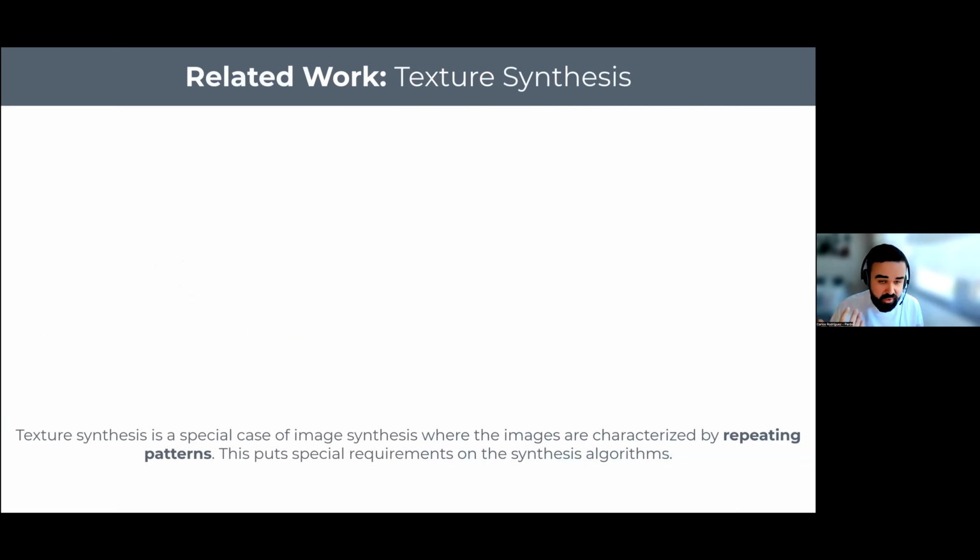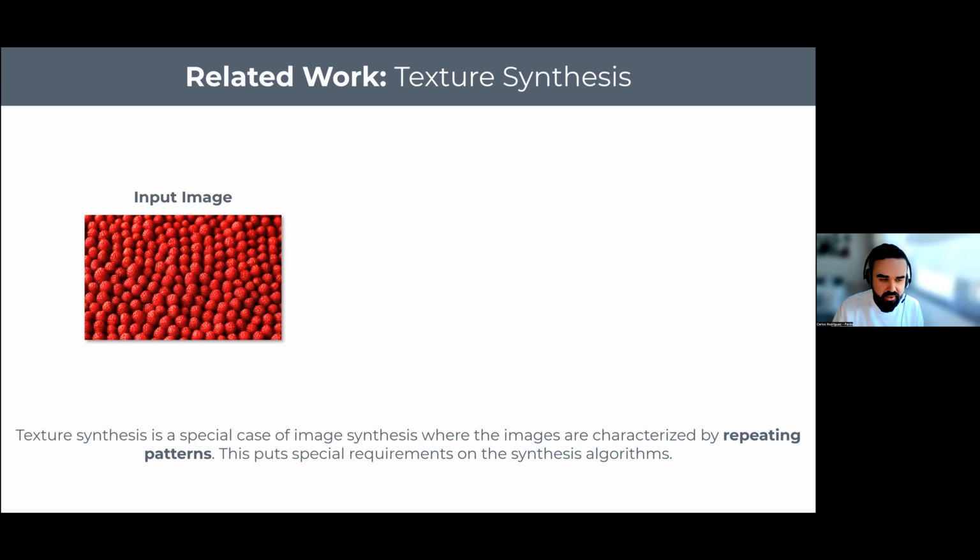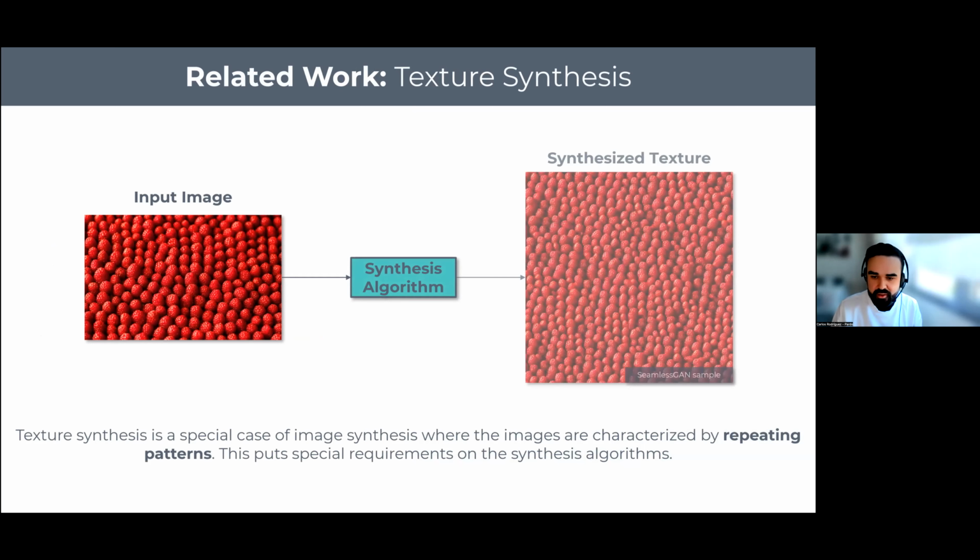So just to understand what texture synthesis is, it's just a special type of image synthesis in which the image you're trying to synthesize has some kind of repetitions on it. Just to give you an example, this is an image of a texture. You run it through a synthesis algorithm and you get another image. This is obtained by SeamlessGAN, which represents the texture of the input image, but it's not a copy of it. So texture synthesis is this kind of special synthesis problem in which there are repetitions on the image.